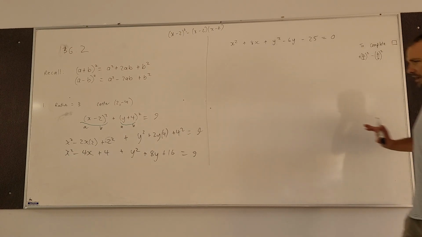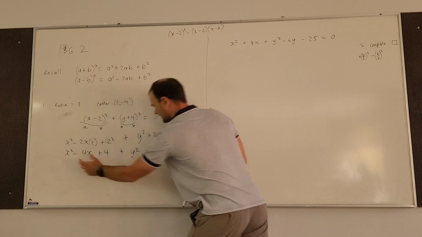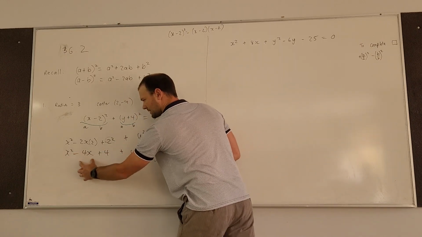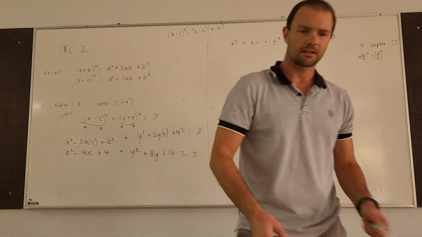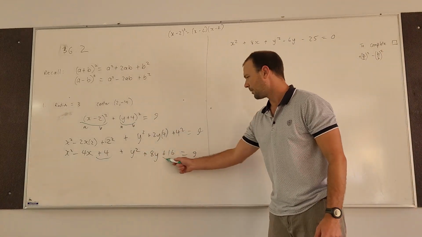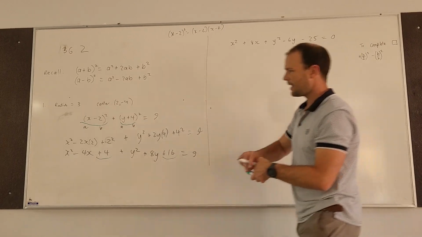Then we're going to look along here and ask, what terms can we collect? I can't add x squared to y squared because they're not like terms. I can't add x squared to minus 4x because they're not like terms. They don't have the same power. But I can collect the numbers. I've got here positive 4 and positive 16. I can add them together. And so I'm going to do that.